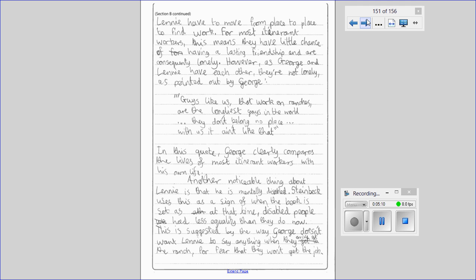Another noticeable thing about Lenny is that he's mentally disabled. Steinbeck uses this as a sign of when the book is set, as at that time disabled people had less equality than they do now. This is suggested by the way George doesn't want Lenny to say anything when they arrive at the ranch, for fear that they won't get the job.